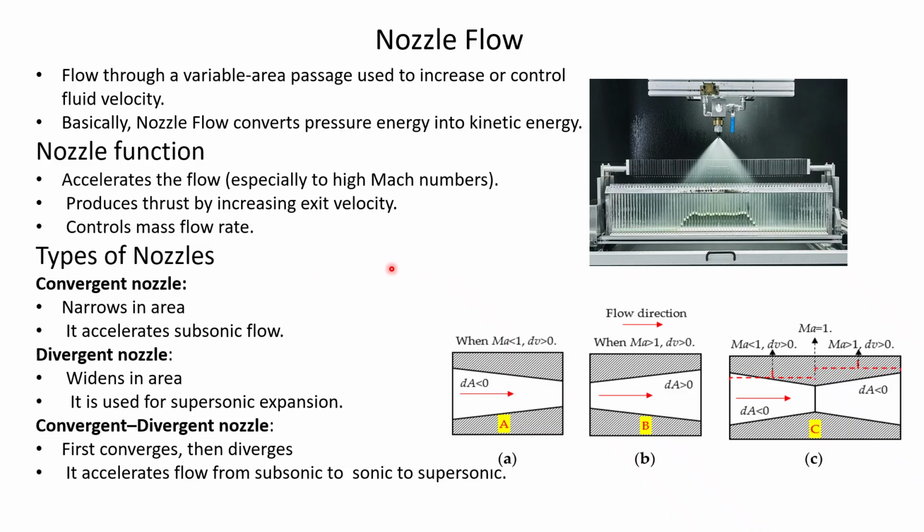There are three basic types of nozzle: a convergent nozzle, which narrows and accelerates the subsonic flow, and a divergent nozzle, which widens and is used for supersonic expansion. And the third type, a convergent divergent nozzle, which first narrows and then expands, taking the flow from subsonic to sonic and then sonic to supersonic.